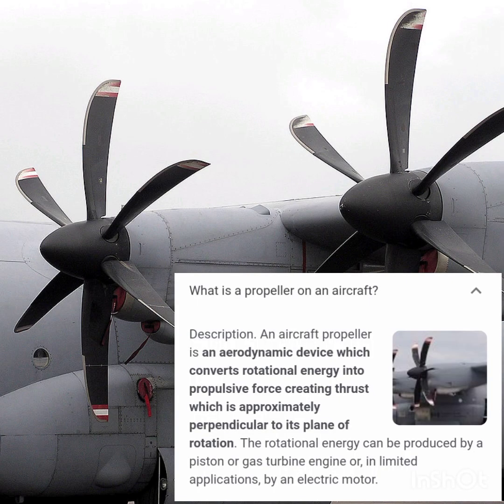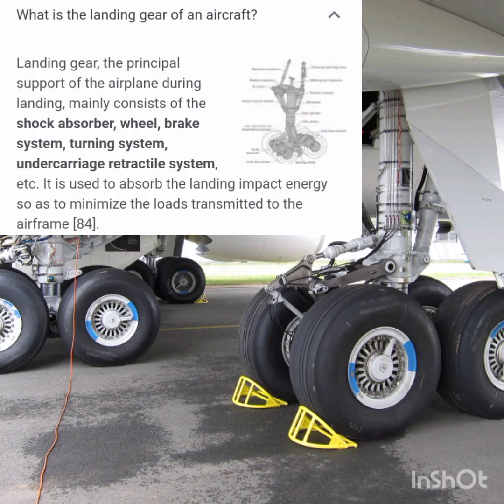Propeller. This is also a very important part in many of the planes. It is a fan which converts rotational energy into propulsive force, creating thrust and creating the speed of the plane. Landing gear is an undercarriage of an aircraft which is used for landing or for takeoff. It has several parts like shock absorber, wheel, brake system.